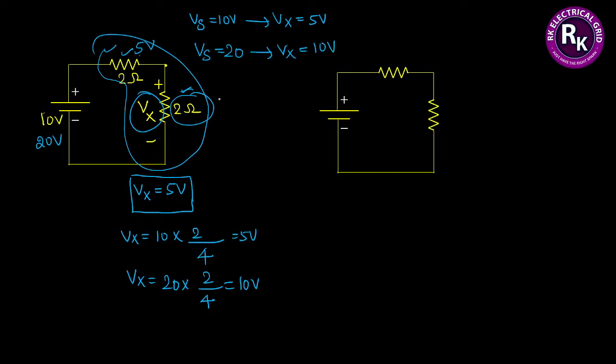Now I am going to give 30 volts. If I give 30 volts, what will be the voltage drop across the 2 ohm resistor? That is 30 into 2 by 4, which will become what? 15 volts.